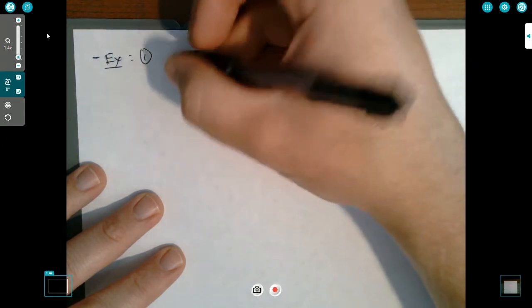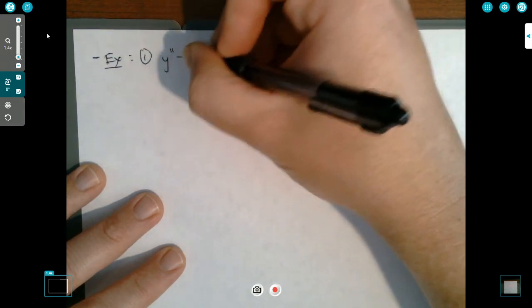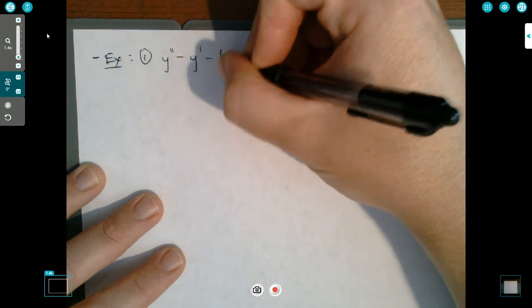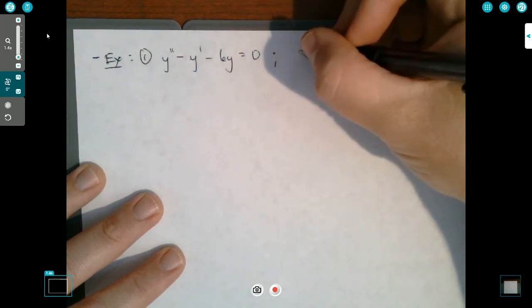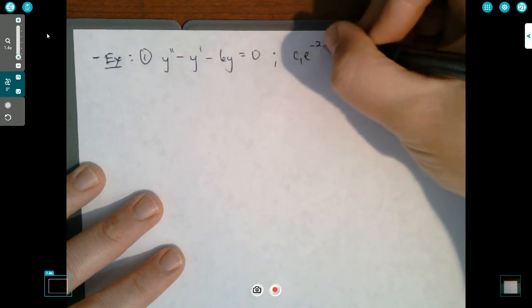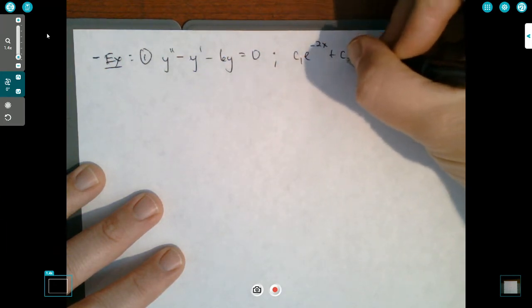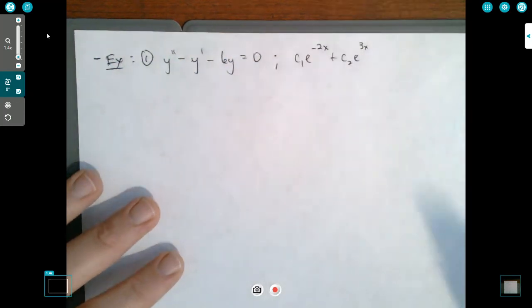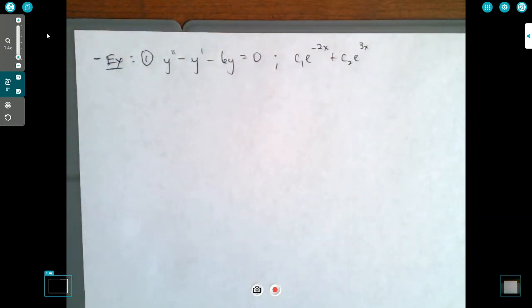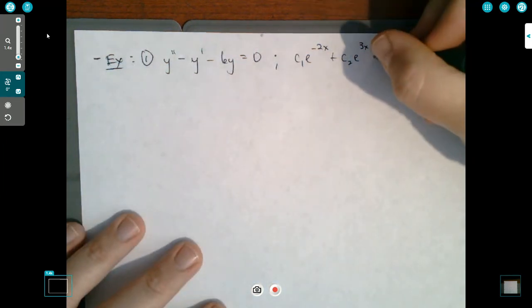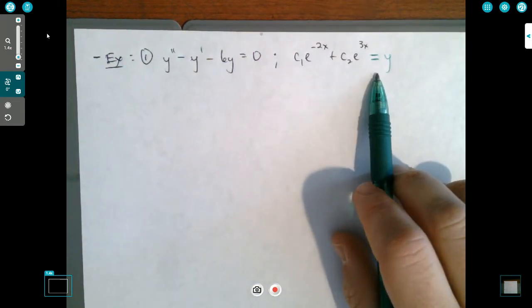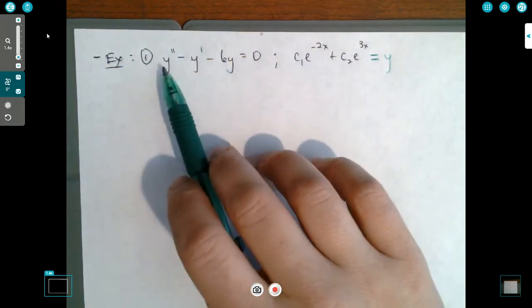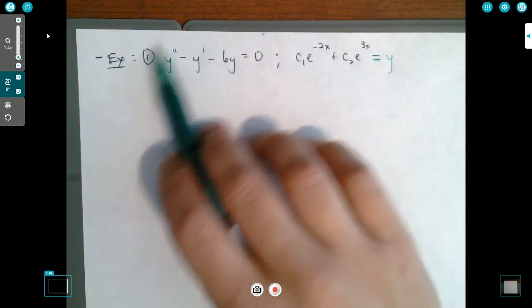So our differential equation is y double prime minus y prime minus 6y equals 0. And our proposed solution is c1 e to the negative 2x plus c2 e to the 3x. So let's verify that that is in fact a solution. Let's call this thing y. In order to verify that this is a solution, we need to calculate y prime, and we need to calculate y double prime, and then we need to plug in those values.